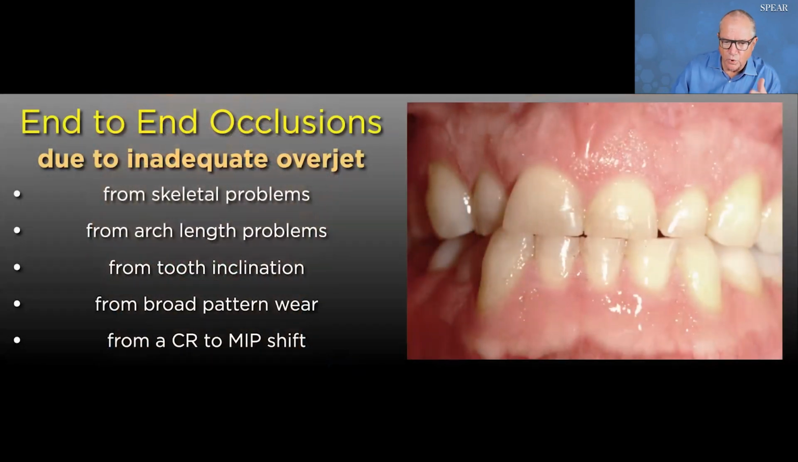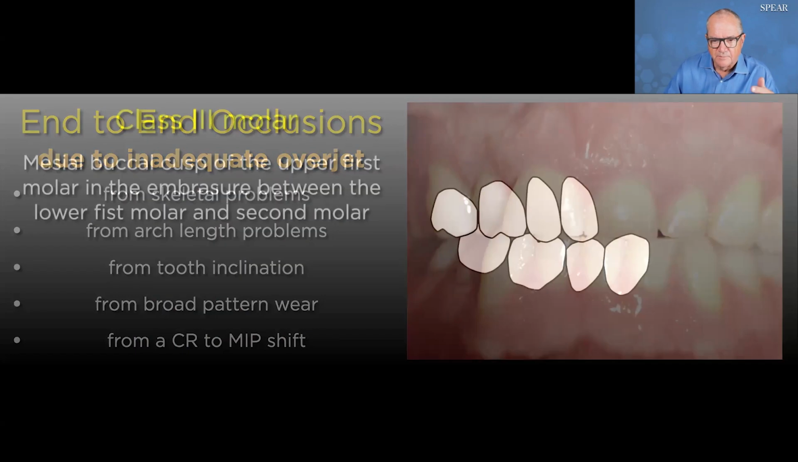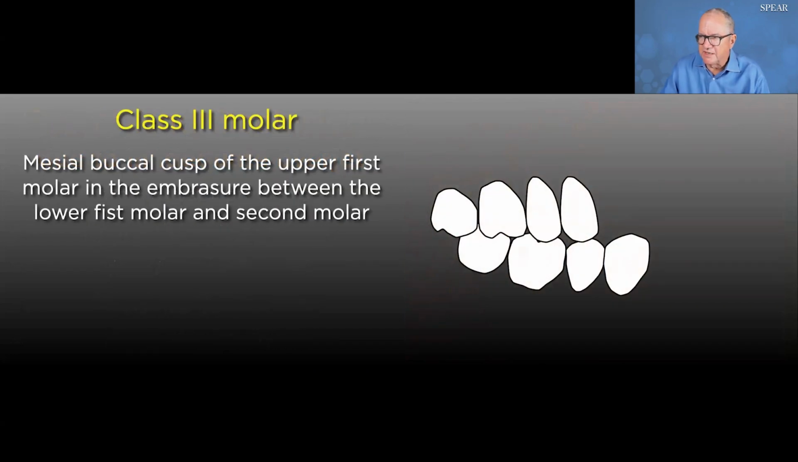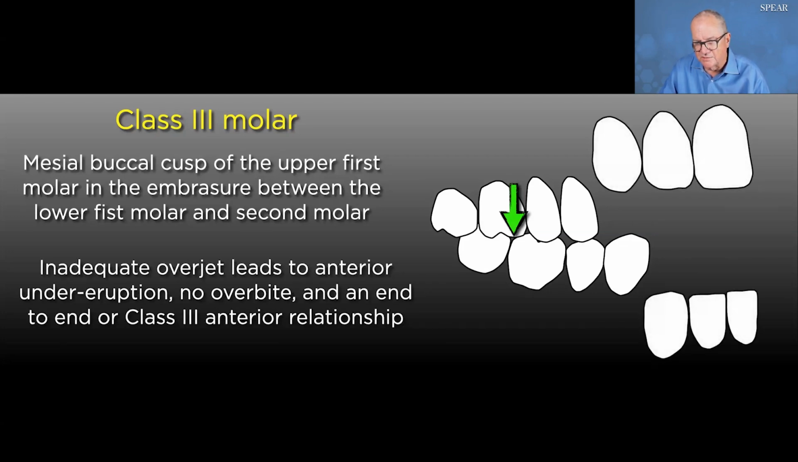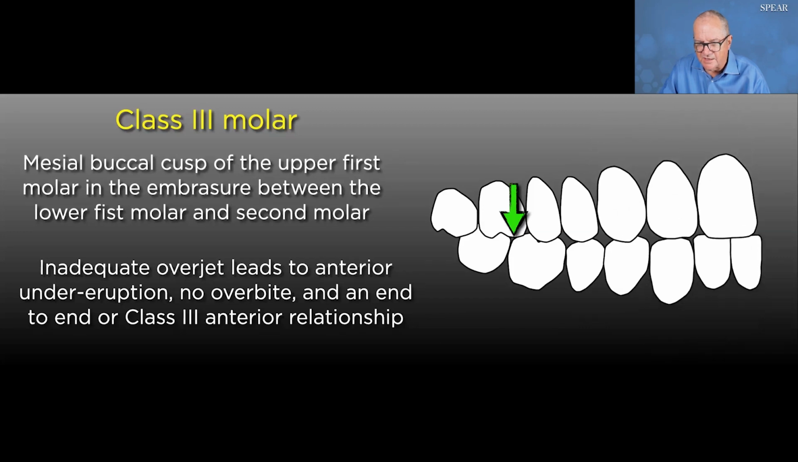All right, a more complex one, end-to-end wear again. The challenge of end-to-end cases is oftentimes they end up class 3. And the problem with class 3 or tending to class 3 is you lose overjet. When you lose overjet, you can't have any overbite.